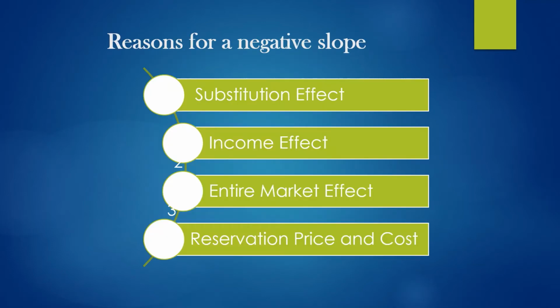Okay, you have just learned from the law of demand that there exists an inverse relation, or a negative relation. That's why when we draw the demand curve, we always have a negatively sloped demand curve. So now we are going to consider the possible explanations of that negative relation between prices and the quantity demanded. We can understand that negative relation by considering the substitution effect, income effect, entire market effect, and the reservation price and cost relation. Okay, so let us consider these reasons one by one.